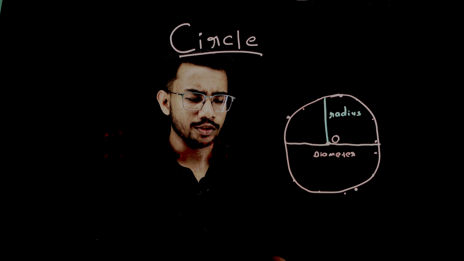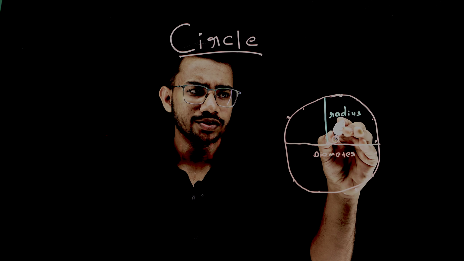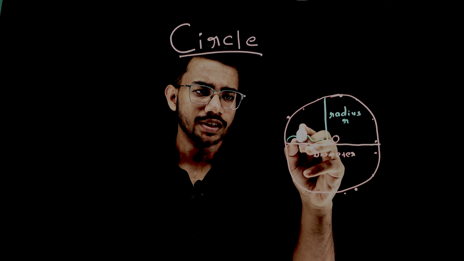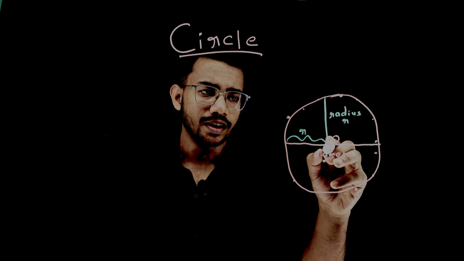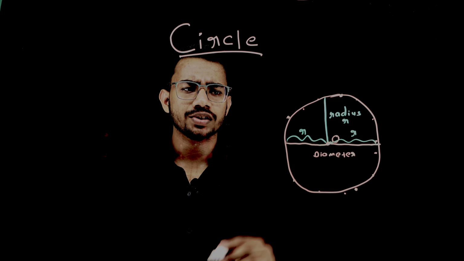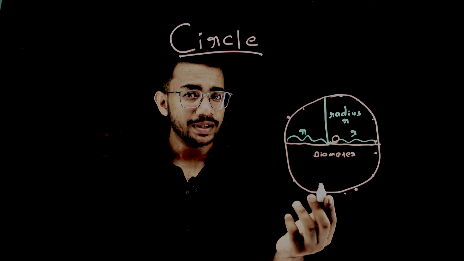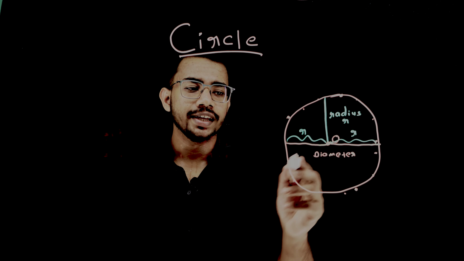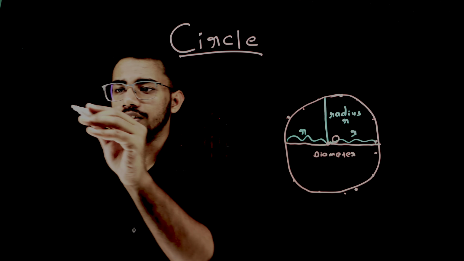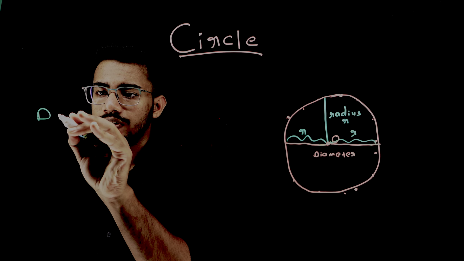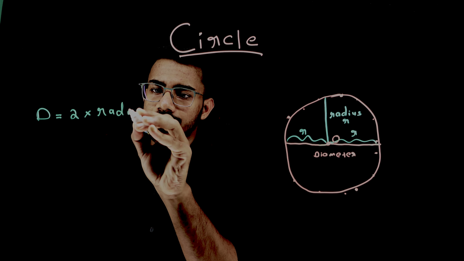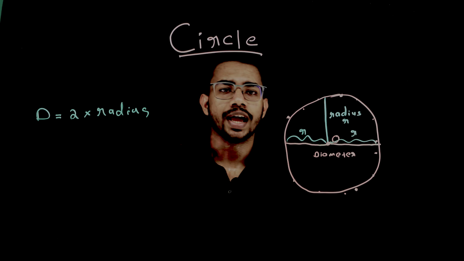Now, if I look closely, I am denoting the radius as r, and this much distance is r. And this much distance is also r. So, isn't the diameter r plus r? That means I have a small relation between the diameter and the radius of the circle. I can say that the diameter is equal to 2 times the radius of the circle. That is the relation between the diameter and radius.